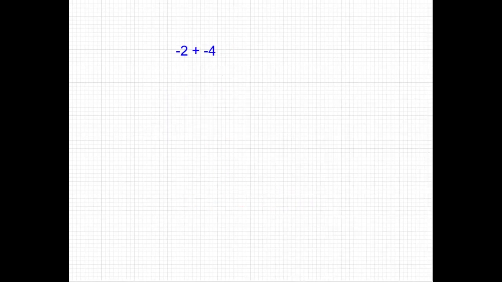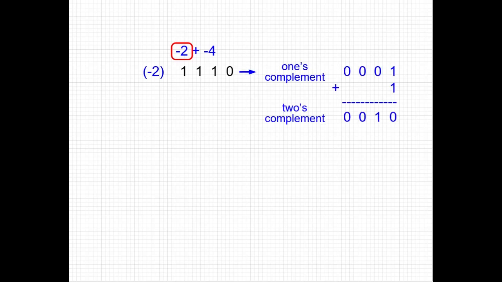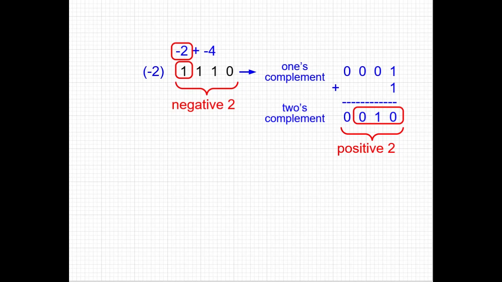Before leaving 2's complement numbers, let's look at what happens when we're given negative numbers to start with. Here, we're adding a negative 2 to a negative 4. Here's our negative 2. We can confirm this by taking the 2's complement, remembering that the conversion works both ways, positive to negative and negative to positive. Noting the two versions.